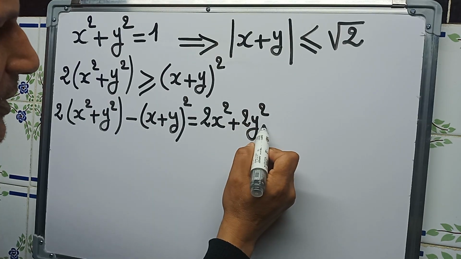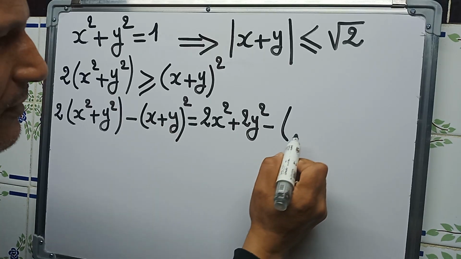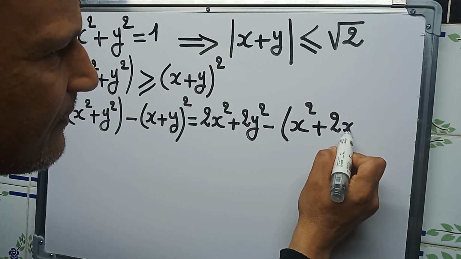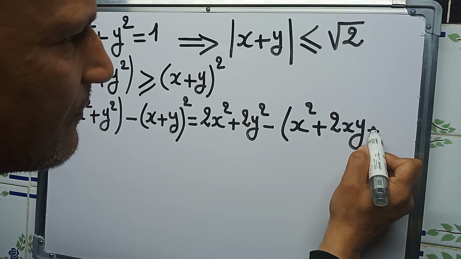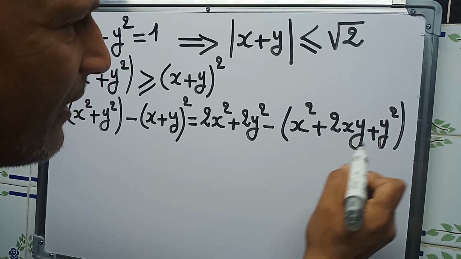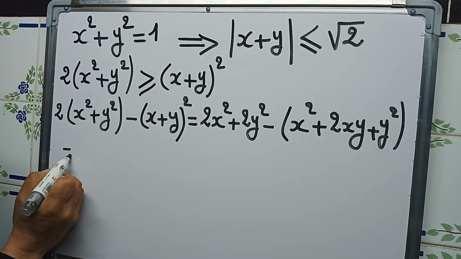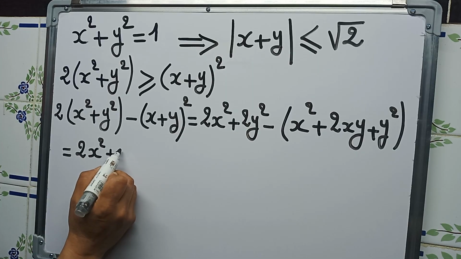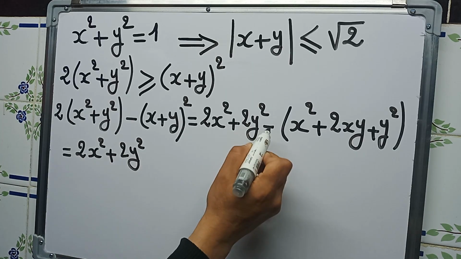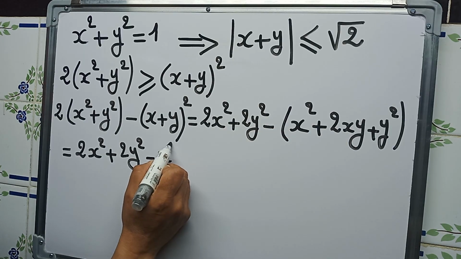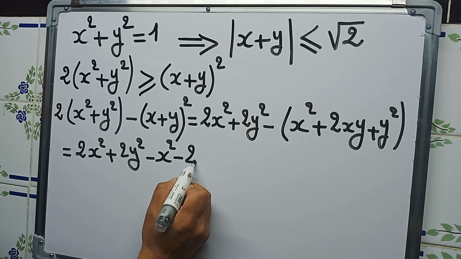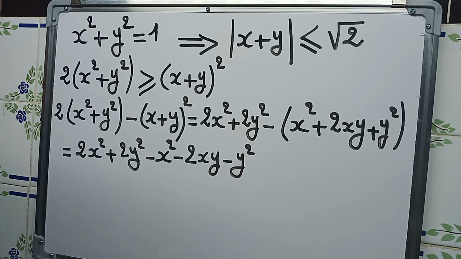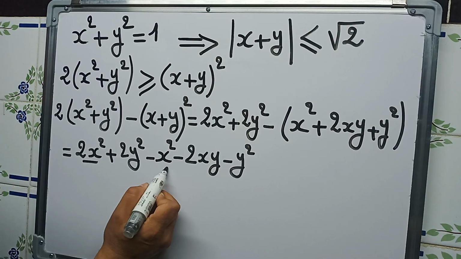2y squared minus, and here we have a special product, (x squared plus 2xy, of course, plus y squared), and of course it's equal to 2x squared plus 2y squared, and here we distribute the minus: minus x squared minus 2xy minus y squared.